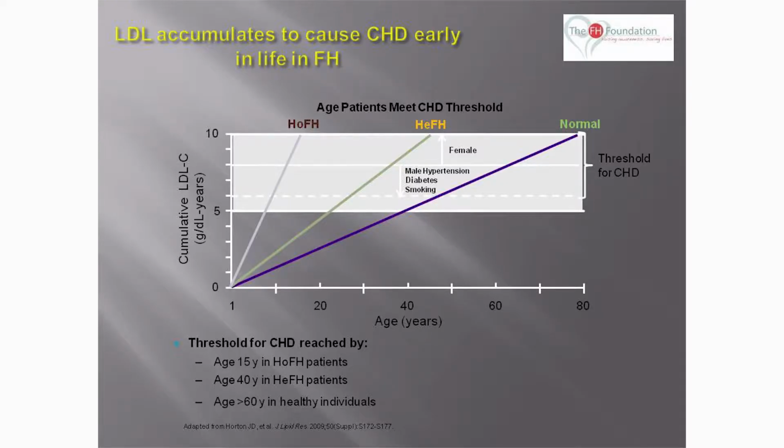So this next slide shows that as LDL accumulates, it will predispose us to developing cardiovascular disease. And there are 3 different lines here. And you see the line to the left, which shows that at very, very high levels of LDL, early on, you cross the threshold of developing vascular disease, and that's the HoFH patient, or homozygous FH patient. In the middle, we have the HeFH patient, who has somewhat lower LDL cholesterol, so develops vascular disease at a midpoint, whereas on the right we have a line that represents a normal population.